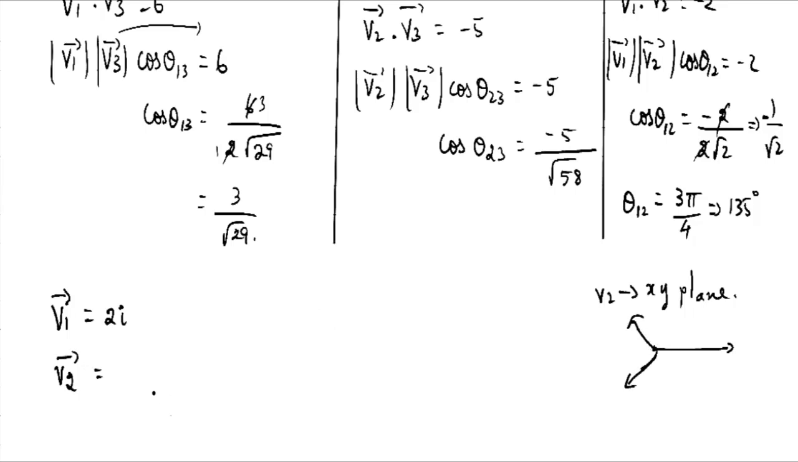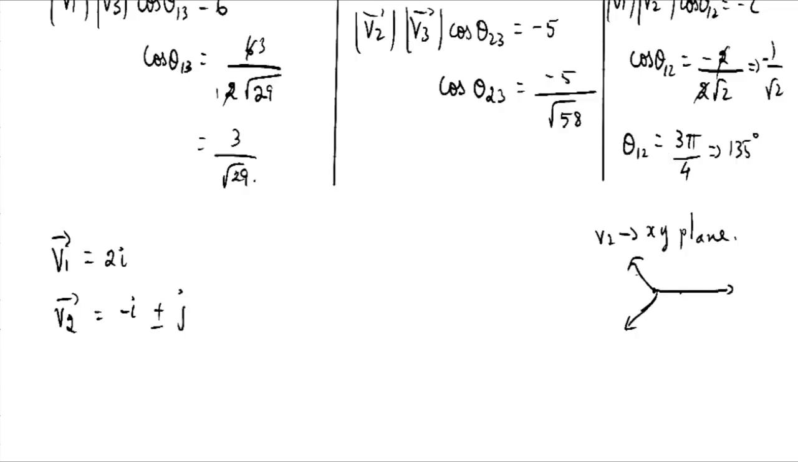So I'm going to take this plane value as minus i, plus or minus j. This is the plus or minus value. Okay students, so it is minus i plus or minus j value here. So this is the value we will get here, all with cap.